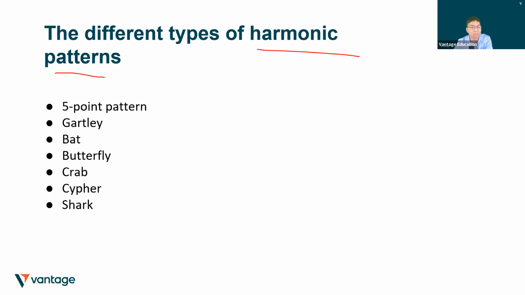There are actually 5 different types of harmonic patterns. We have the Gartley, the 5-point pattern, the bat pattern, the butterfly pattern.